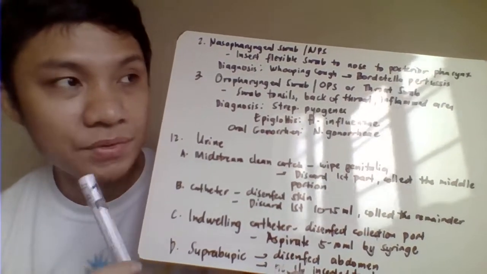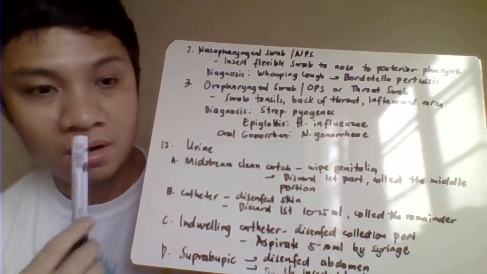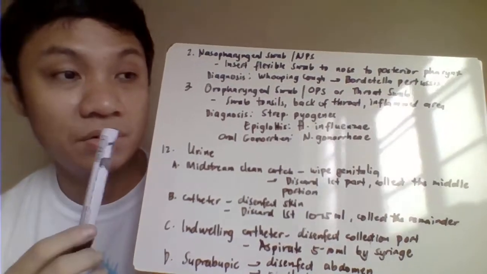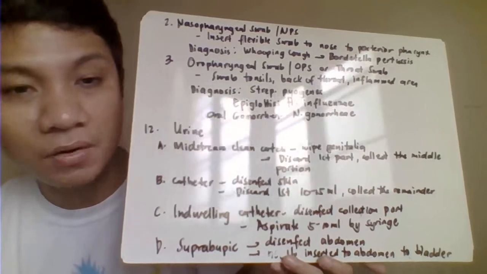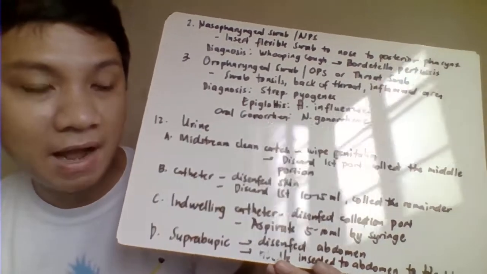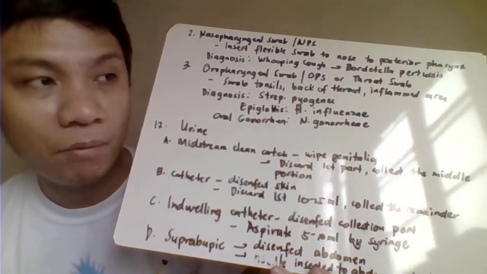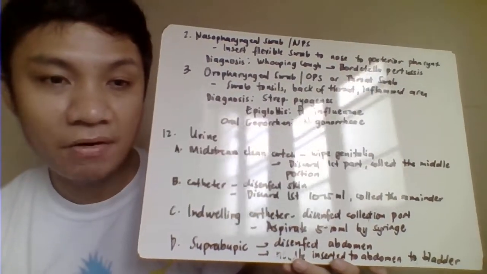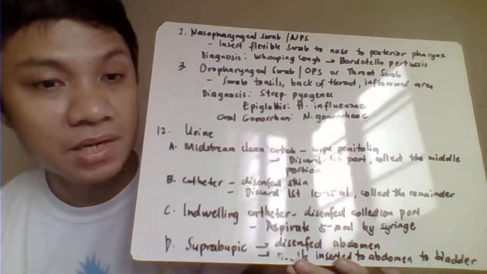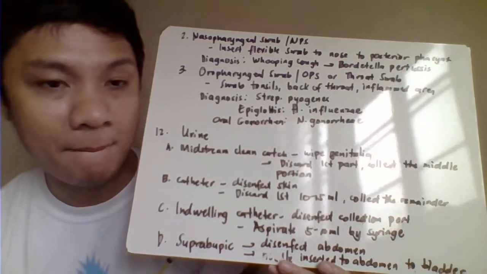Okay, so from the nose, doing the posterior back of the nasopharynx and try to rotate. Okay, so this would help you to diagnose here the causative agent of your whooping cough caused here by the Bordetella pertussis. Next, we have here the oropharynx or the oropharyngeal swab or your throat swab.